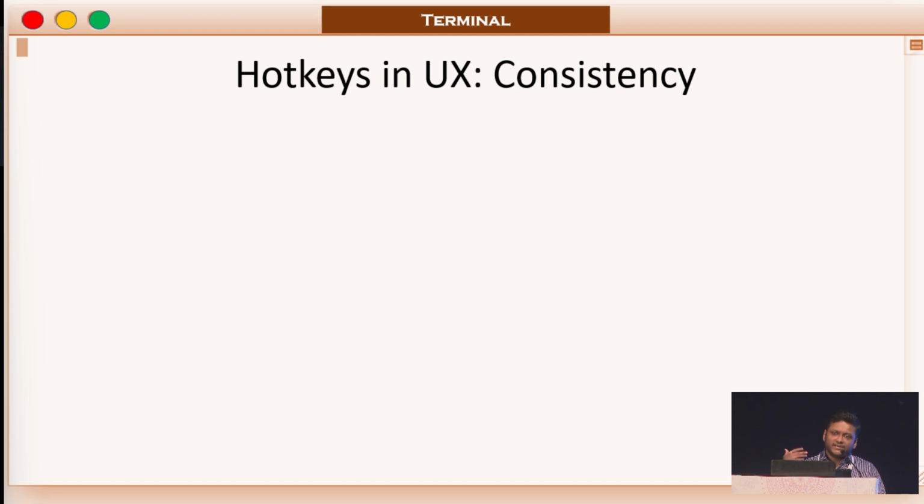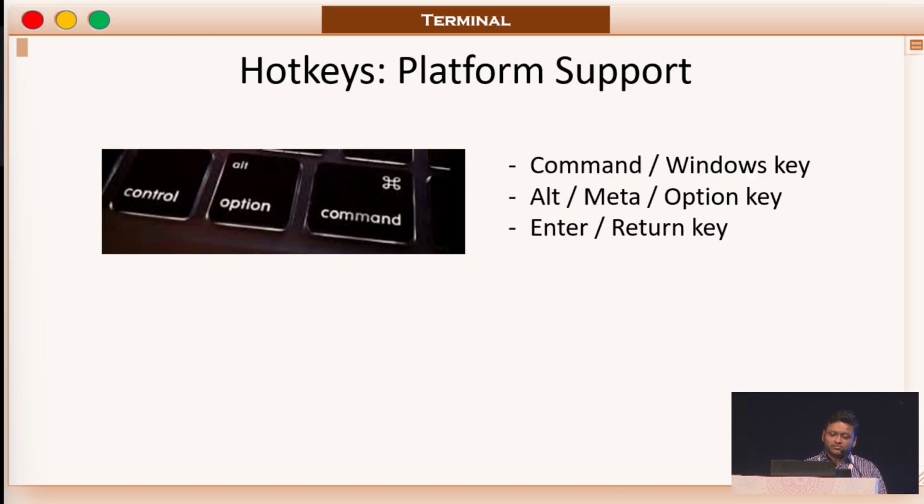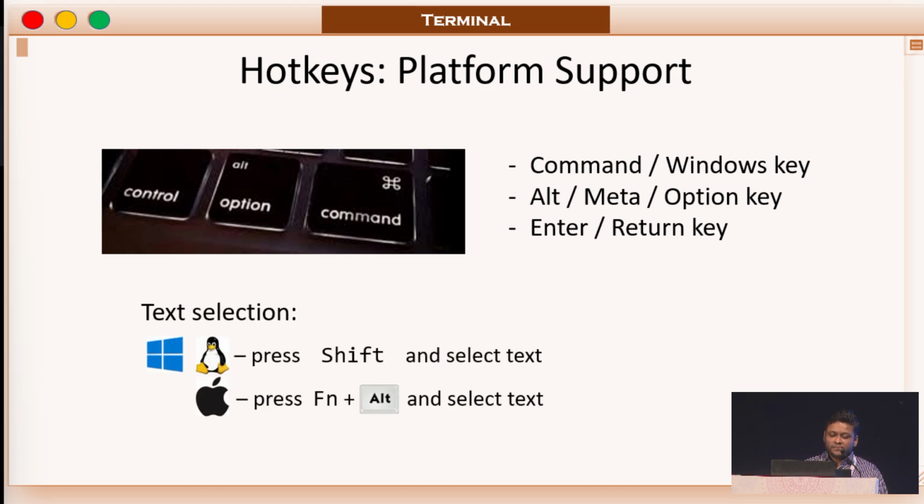Lots of hotkeys do operations in the background and show no visible difference, in which case it becomes helpful to give user feedback using confirmation sounds or by flashing the footer like this with a success or an error message. We also need to make sure that all hotkeys work and are displayed appropriately in different platforms. For example, Julep terminal uses a different hotkey for selecting text in macOS because the native terminal there captures shift.